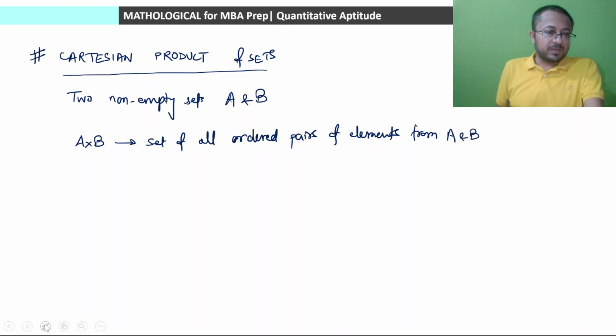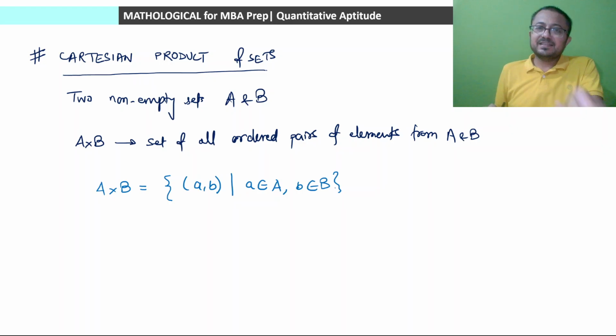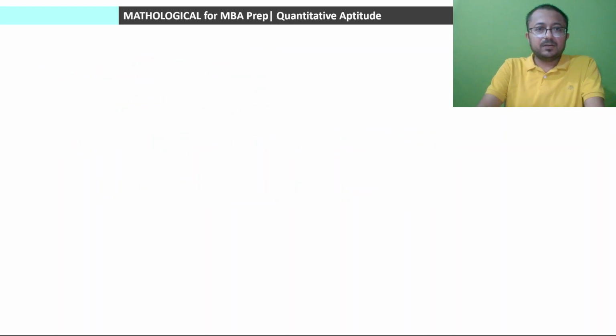Without an example, the idea will not be understood. So we'll take one example and understand it better. But let us define it first mathematically as well: A cross B represents the set of pairs (a, b) such that small a is an element of set A, and small b is an element of set B. Now, small letters represent the elements and capital letters represent the sets. Okay, so let us take one example to understand it better.